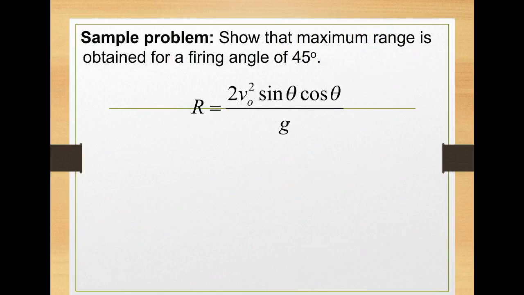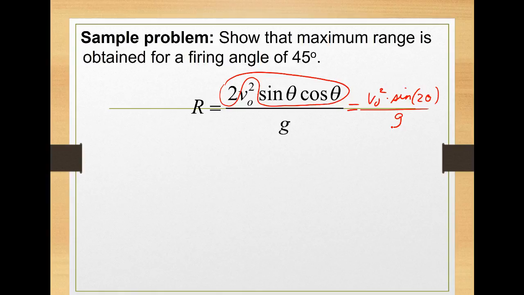Okay, so now the last thing we want to do is show that the maximum range is obtained for a firing angle of 45 degrees. So the first thing that we need to do is rewrite this using the fact that 2 sine theta cosine theta is the same thing as the sine of 2 theta. So that's just a trig identity that we're going to use. Okay? Then, when do we get our maximum range?